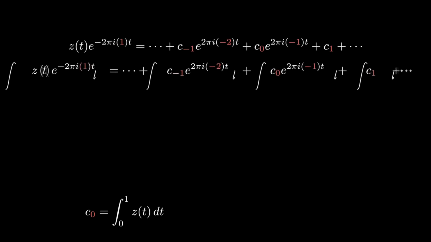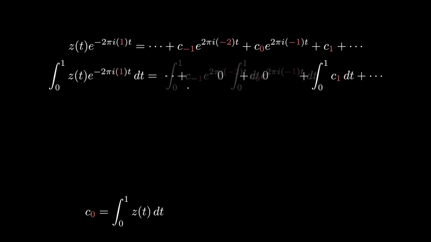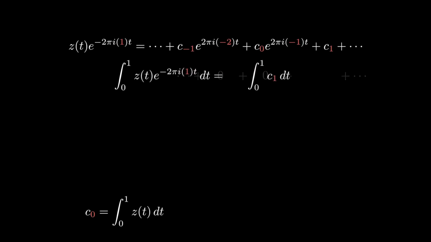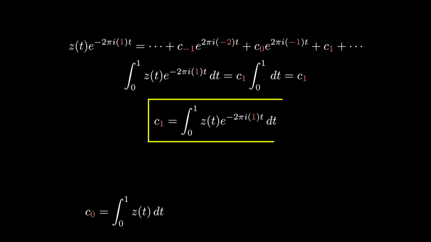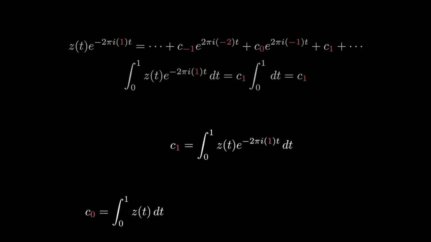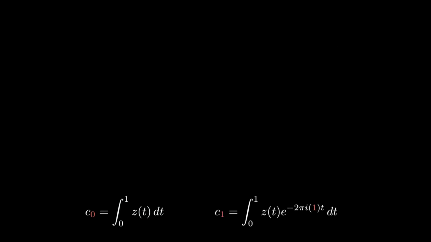If we now integrate both sides of the equation, the only term on the right-hand side that's not 0 is the n equals 1 term. So we end up with a formula for the coefficient C1. We can then repeat this process over and over again and ultimately come up with a formula for an arbitrary term in the series.